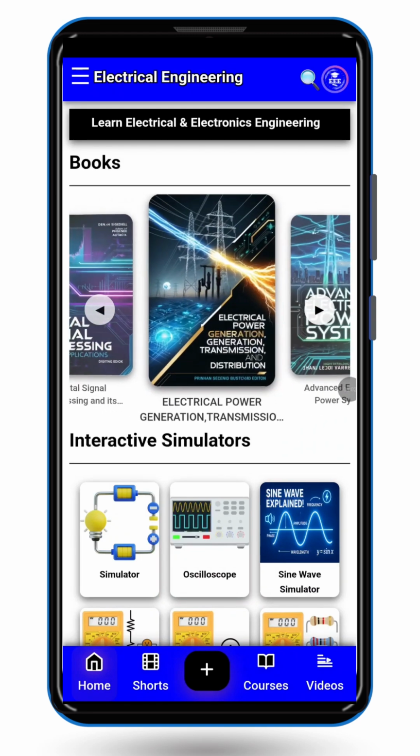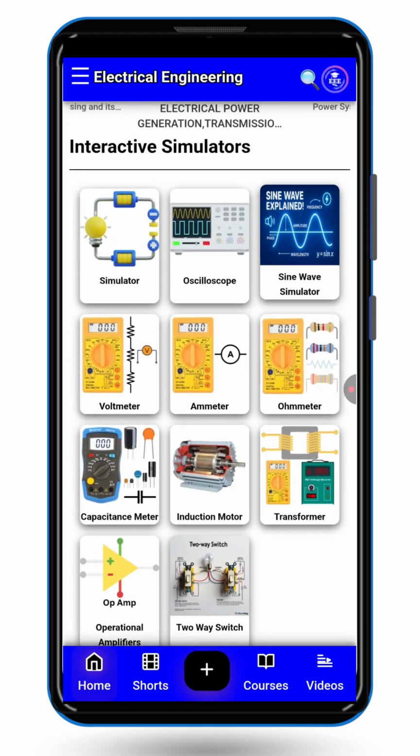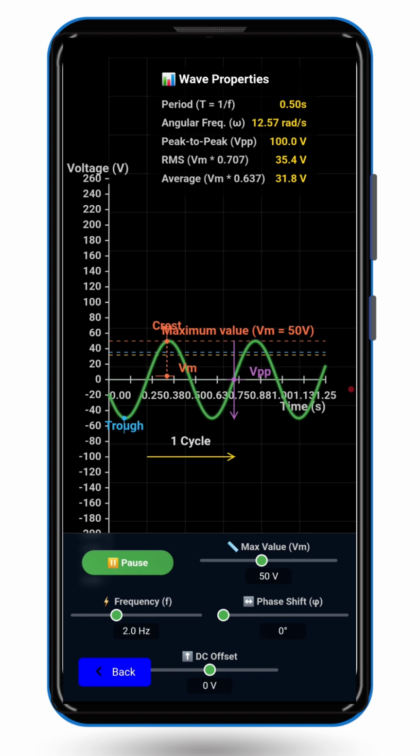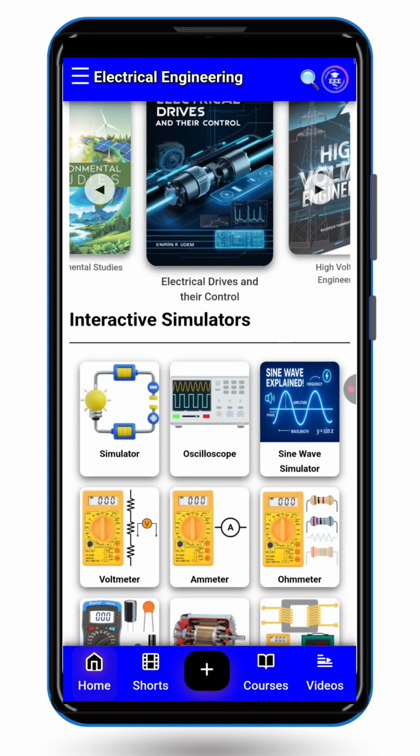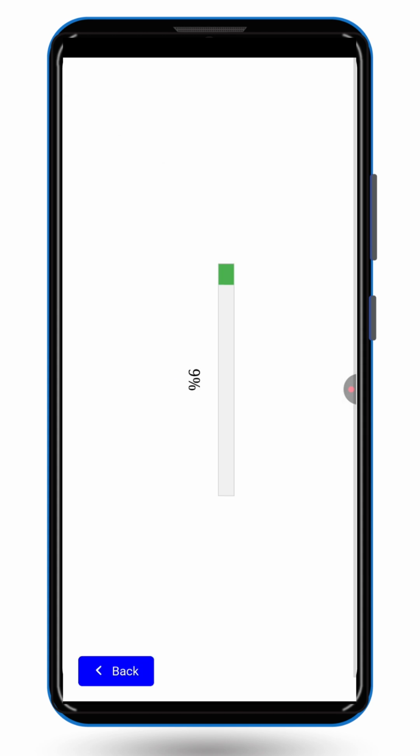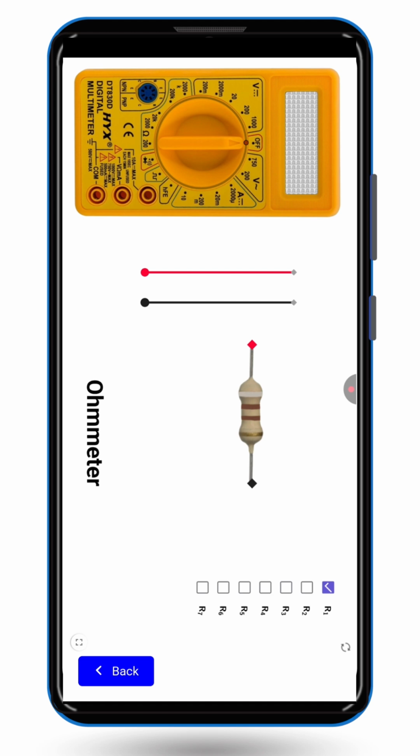Are you in electrical or electronics engineering? Then you know the struggle. Confusing textbooks, scattered notes, and complex topics that are hard to visualize. What if you could change that? Introducing the ultimate toolkit that brings engineering to life right in your pocket.